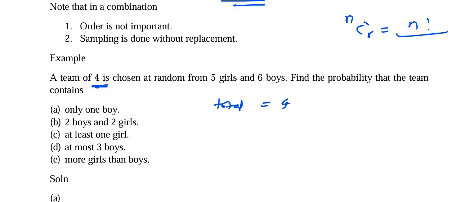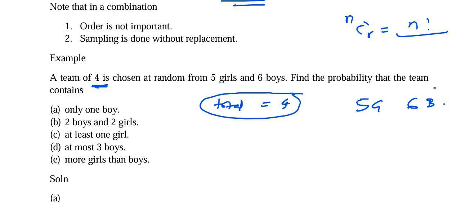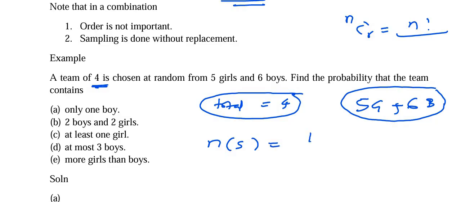So the total has to be 4, and we have 5 girls and 6 boys. We need to find the probability that the team contains only one boy, right? So the total number of people that we want to pick is 4, and the total number of outcomes, the sample space, or rather the population, is supposed to be 11, when you add 5 plus 6. So your sample space is going to be 11 choose 4. We need to establish this first, so I'm going to write it as 11 choose 4.